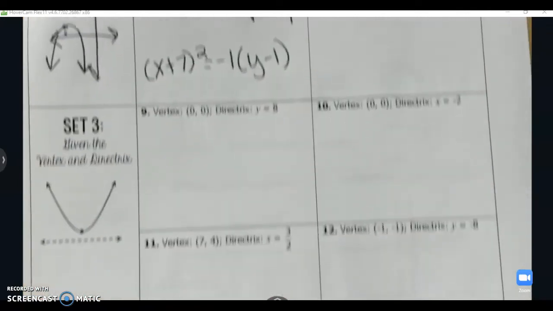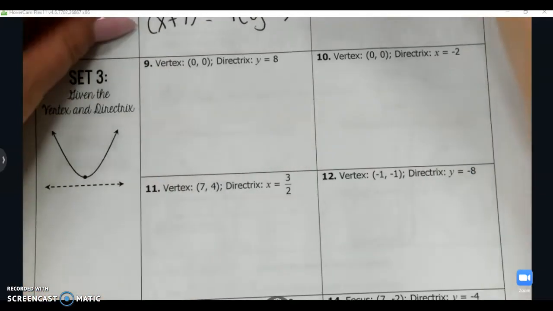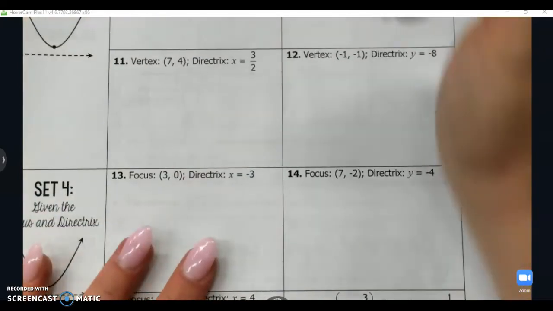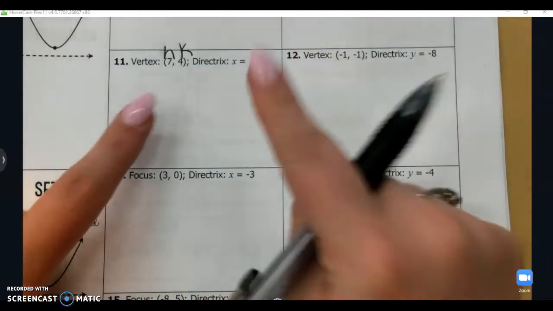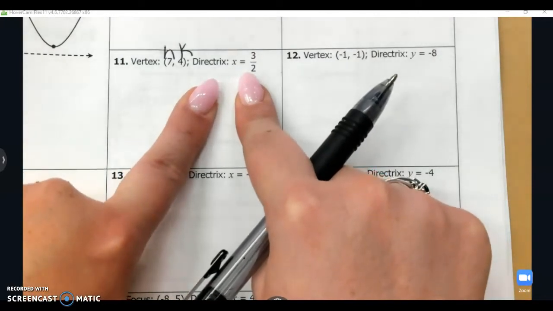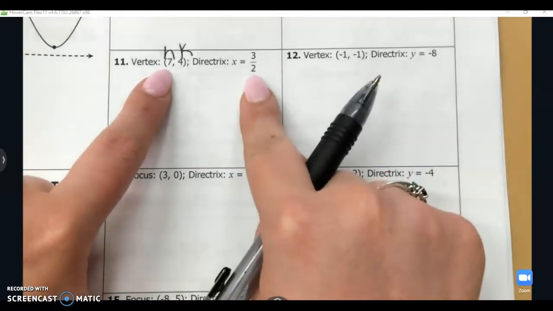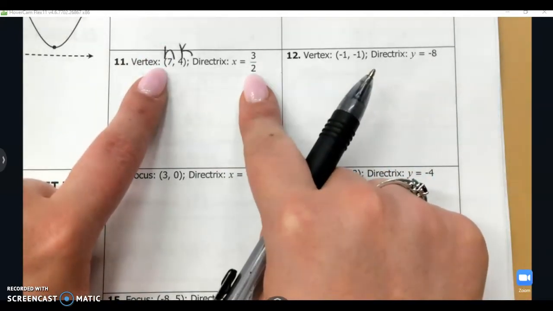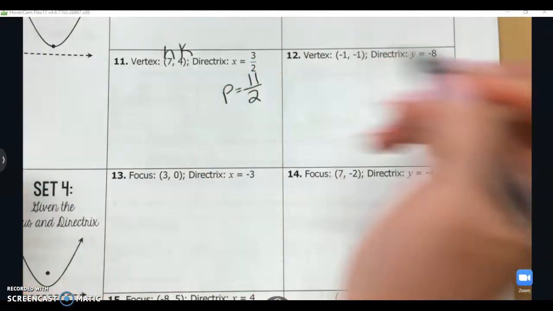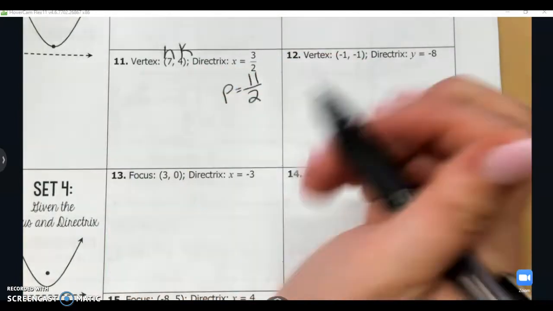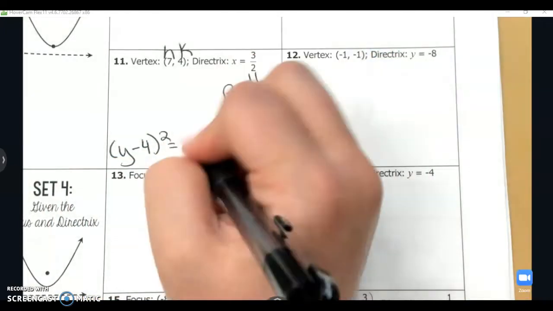All right. Now, what if we are given the vertex and the directrix? Again, on 9 and 10, the vertex is at the center, so those are pretty easy. I want to look at 11 and 12. Vertex, directrix. So here's HK. We need to know P. So if my directrix here, this is a vertical line, that means that my parabola is horizontal. It's open left or right. So I need to figure out how far apart 7 is from that 3/2. And that is going to be 11/2. So plugging this into my horizontal equation, 11/2 times 4 is 22.